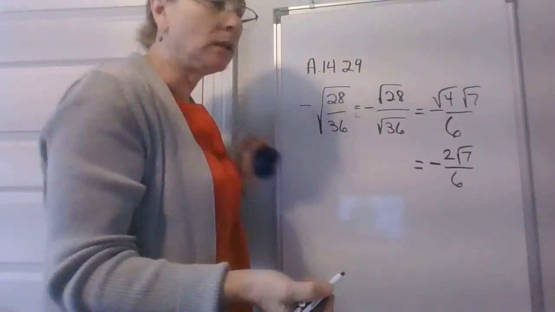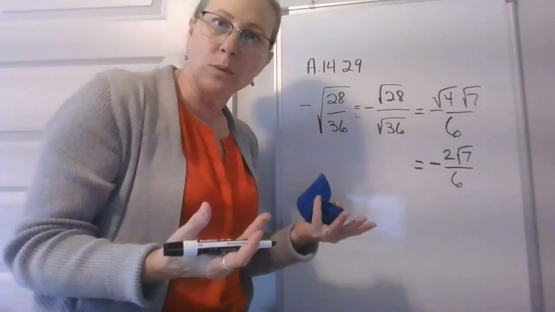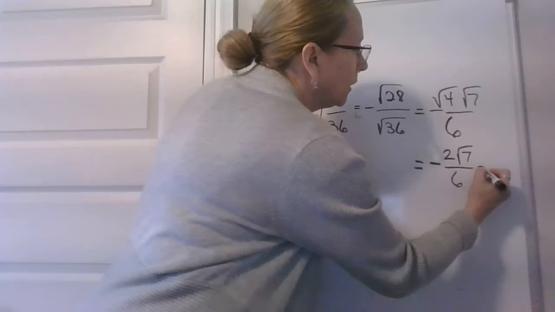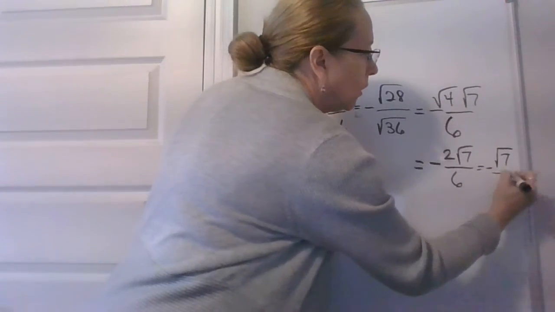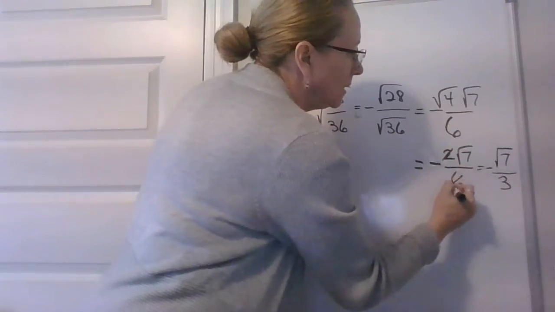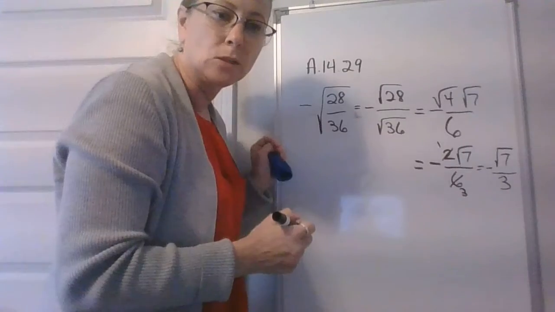The reason why I said close is because we've got 2 over 6 here. That needs to be reduced. So we're going to get negative square root of 7 over 3 once these cancel to 1 and 3. And then we'll have our final answer.